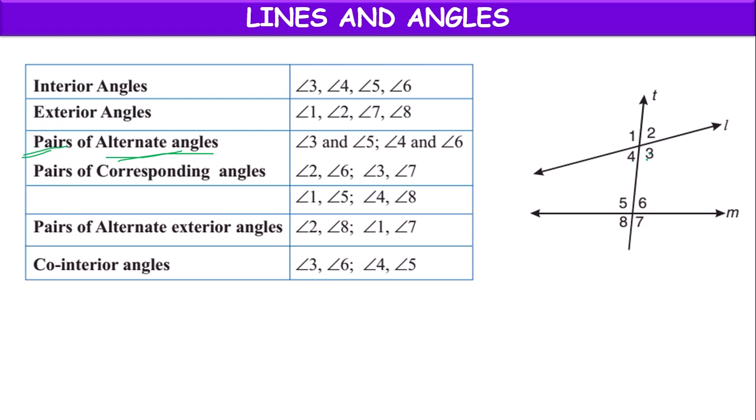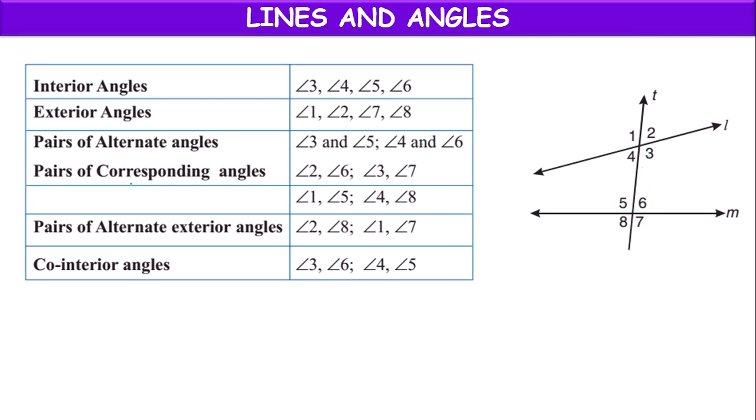Next, pairs of alternate angles. Alternate angles means 3 and 5, lying in the interior part, lying on the opposite side. One on that side, one on this side. 4, 6. 3, 5 and 4, 6 are pairs of alternate angles.